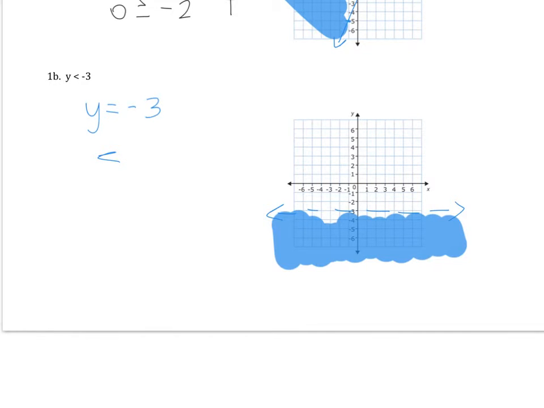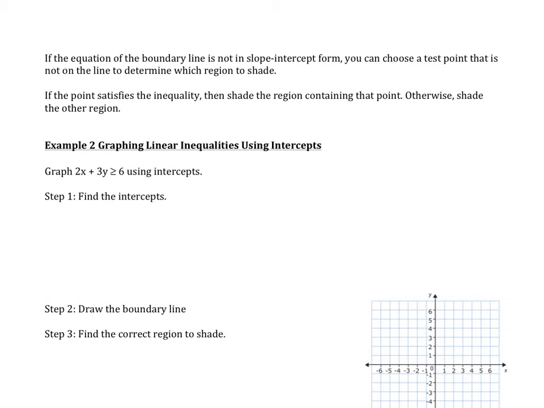The second one is y is less than -3. So you graph y equals -3. It's a dashed line, and less than is below. Okay, so that's graphing if you're in y equals mx plus b form.